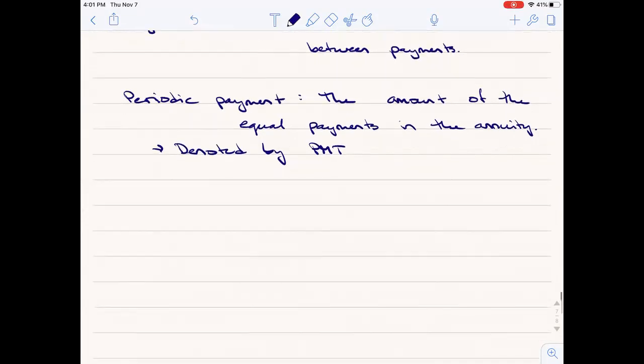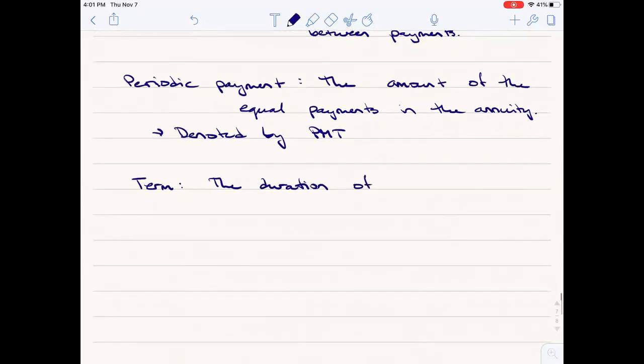And then just to say that the term is just the duration of the payments.